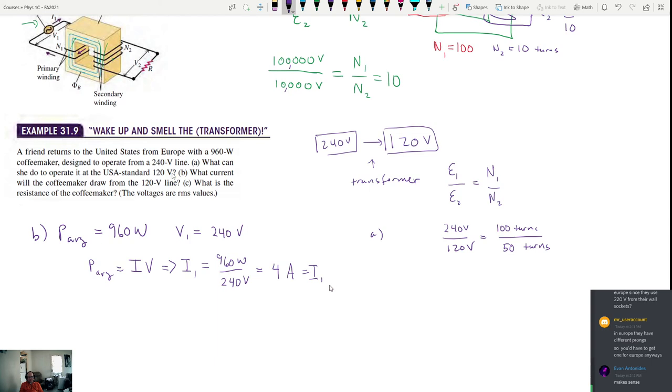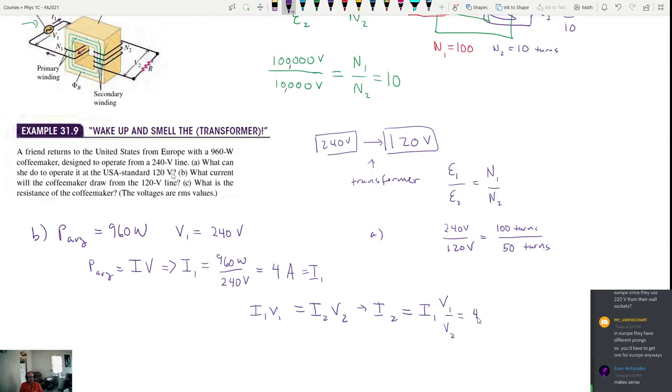The question is, what's the current now? And what we know is that the power has to be the same, so there's a relationship that we can write down: I1 V1 has to be equal to I2 V2. So now if we solve for I2, we're going to get I1 over I2 times... Nope, that's not how you do that. Okay. I2 equals I1 times V1 over V2.